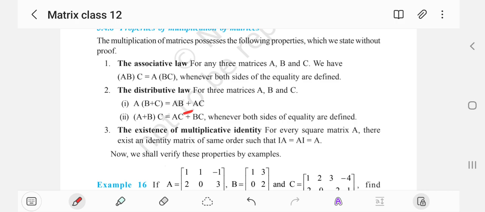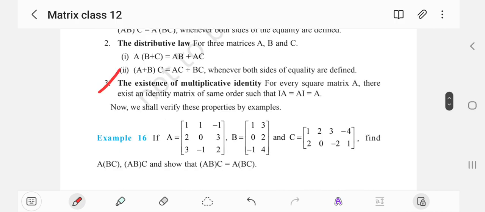Similarly here, when I multiply this C with A, I get AC, this C with B, I get BC, and the operation of addition remains as it is. Again you can verify this property and you get the equality on both sides, which verifies that the property of distributivity holds in case of matrix multiplication. Moving ahead to the next property, the existence of multiplicative identity.